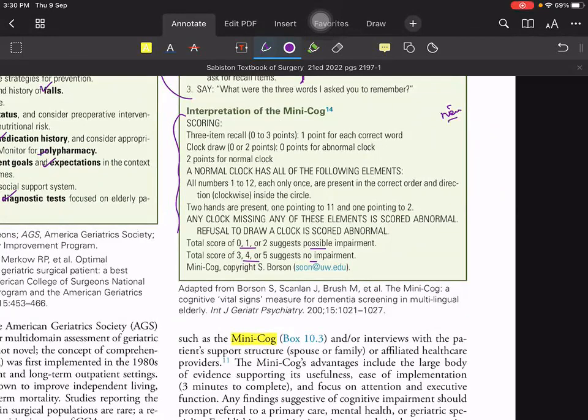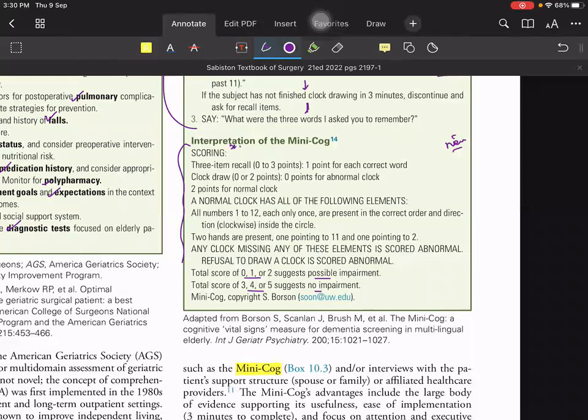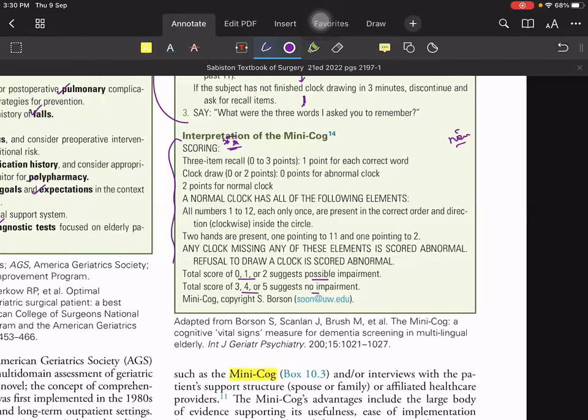A total score of 0, 1, 2 suggests possible impairment. If it comes to 3, 4 or 5, this suggests no impairment. It is very easy if you want to know how to interpret the scores. They can ask in a case scenario also, where the patient scores 1 point. If they ask, you should be ready to answer that.